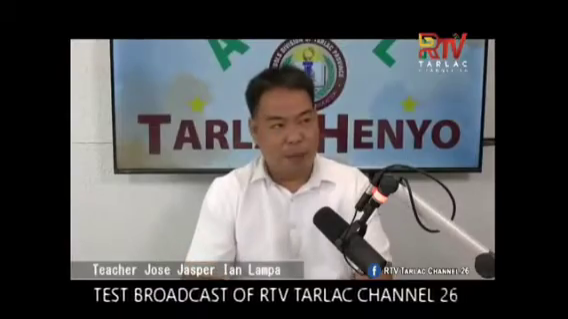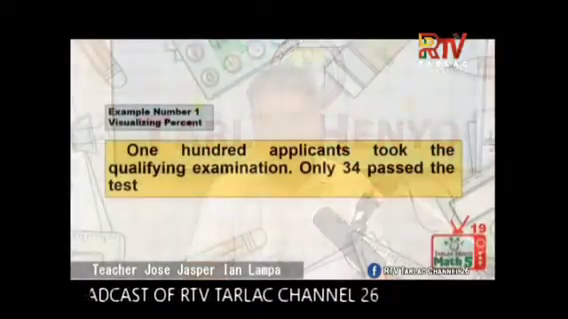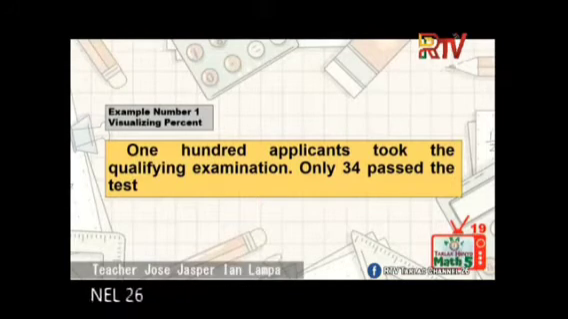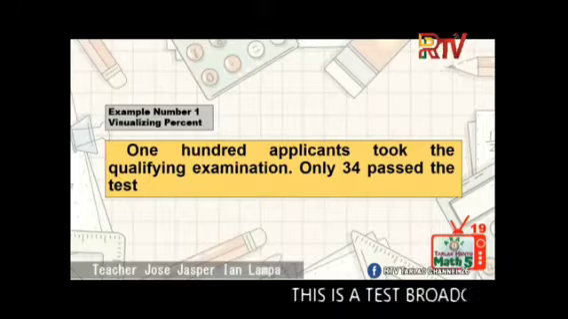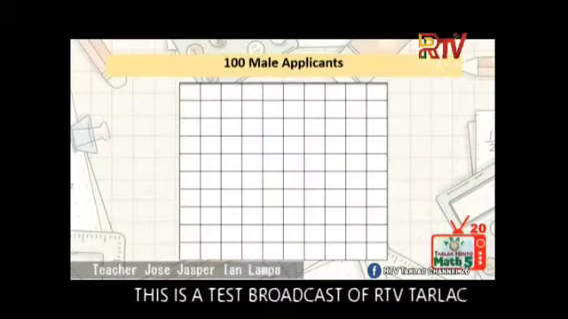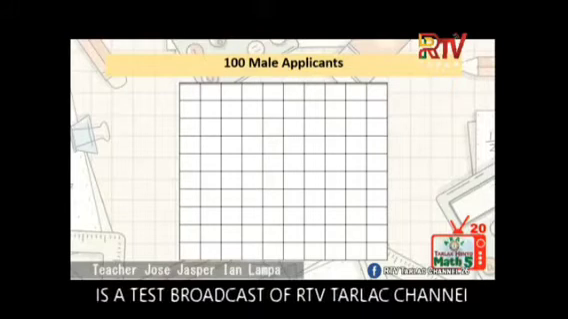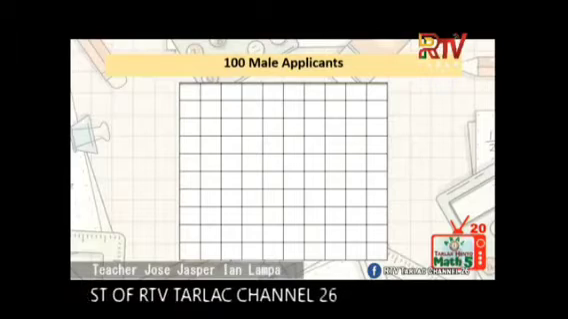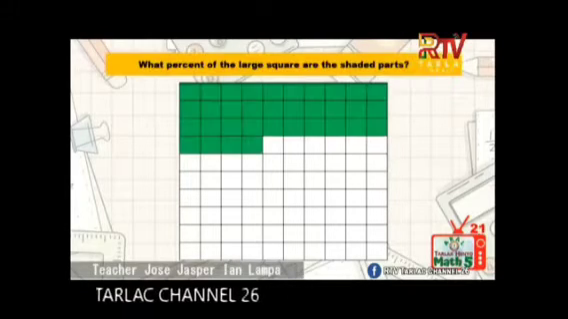Let's begin with example number 1. 100 applicants took the qualifying examination, but only 34 applicants passed the test. The applicants are represented in the figure wherein the large square is divided into 100 small squares. What percent of the large square are the shaded parts?